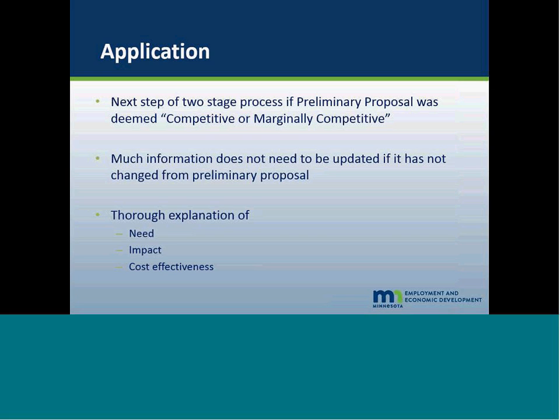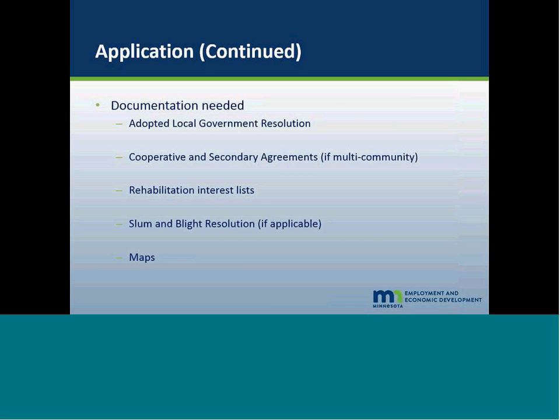Application is for those deemed competitive or marginally competitive. Motion is dated from a preliminary proposal on what changed. And the action dives more into a thorough explanation, or more of a thorough outline, of need, impact, and cost effectiveness. There needs to be some application or outline here.